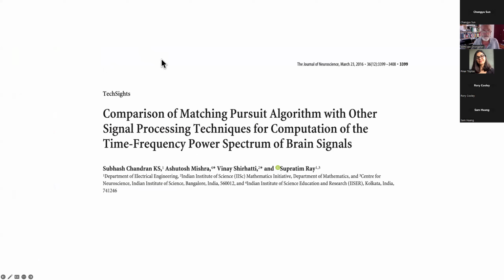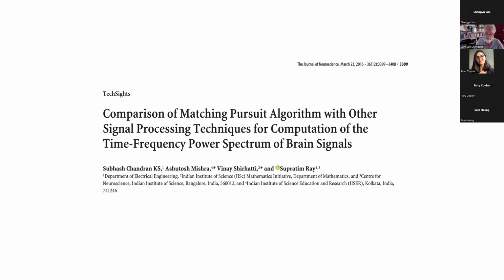Can everybody see the slides? We are going to talk about the paper from Chandran et al. about time frequency analysis. They actually do a good job, I think, in comparing a number of methods. Feel free to interrupt me. We also have time at the end when we stop the recording to talk. But if you need an answer to a question immediately, just interrupt.